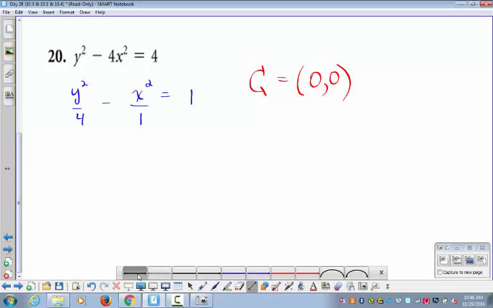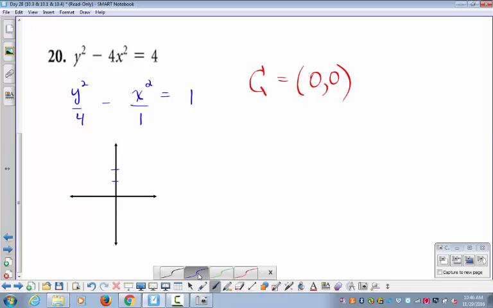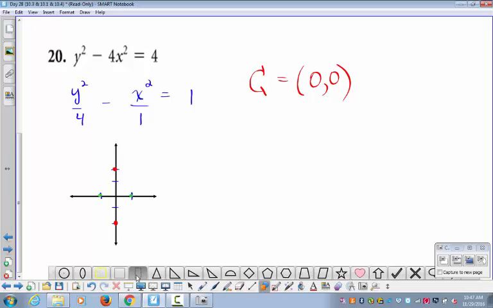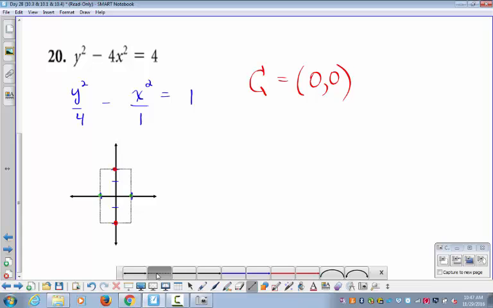So given that our center is the origin, we see that we need to go up and down 2 from the origin. We get that by looking under the y's. Under the y's tells us how far to go vertically from the center. And then we go left and right 1. If this was a plus here, we'd be done, there's our ellipse. But it's not an ellipse. It's a hyperbola, so we draw our fundamental rectangle and connect our diagonals.